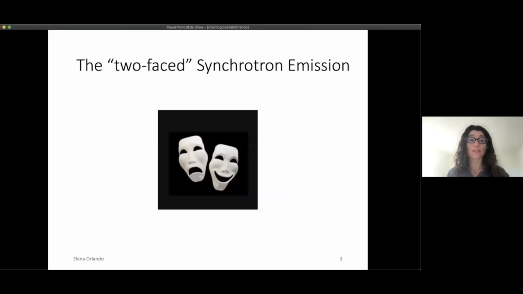This also brings to the fact that there are two aspects of the galactic synchrotron emission, one bad and one good. The bad aspect is that it is a source of background, and it is something we want to get rid of for CMB studies. The good aspect is that it provides a lot of information on cosmic rays and also on the content of our galaxy. So let's see this in more detail.